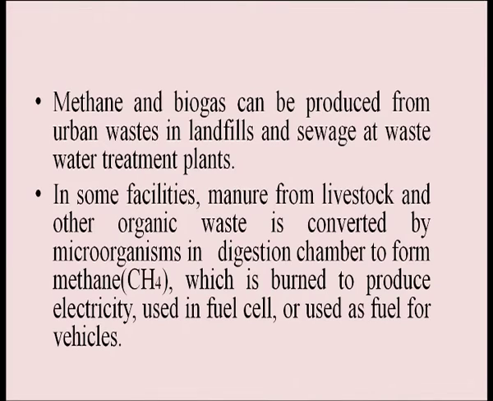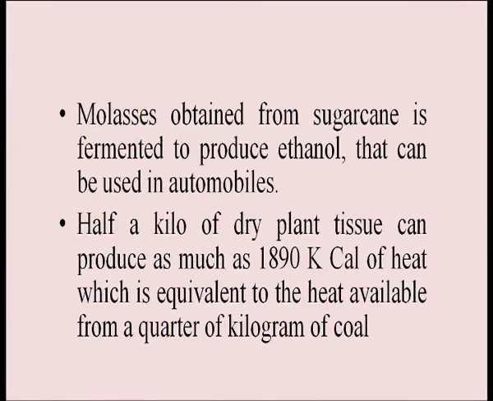Methane and biogas can be produced from urban wastes in landfills and sewage at wastewater treatment plants. In some facilities, manure from livestock and other organic waste is converted by microorganisms in digestion chambers to form methane, which is burned to produce electricity, used in fuel cells or used as fuel for vehicles. Molasses obtained from sugarcane is fermented to produce ethanol that can be used in automobiles.